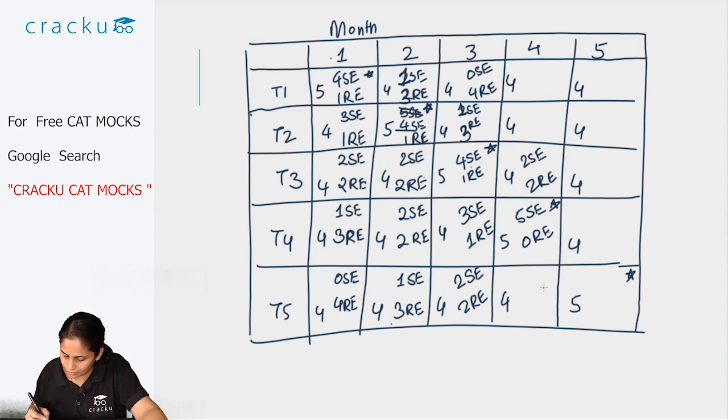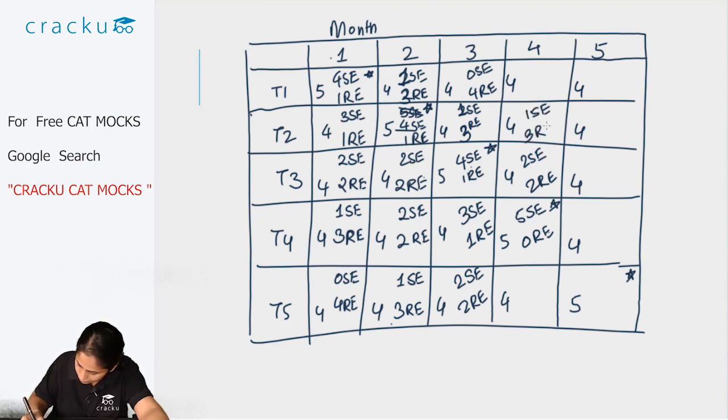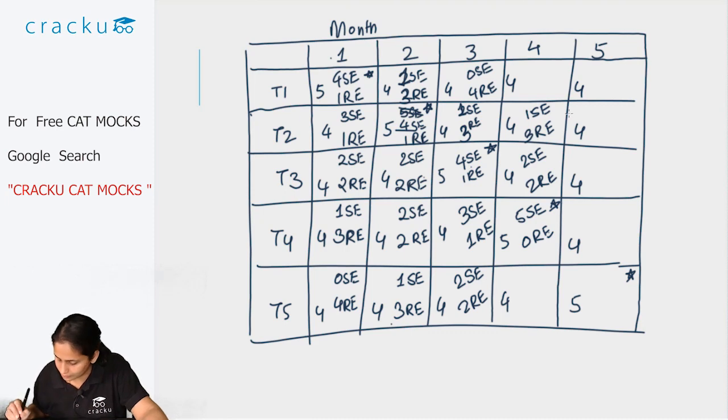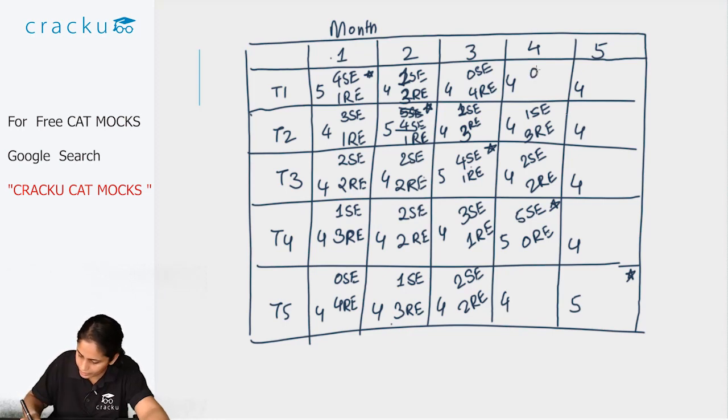Now let's check for the switch between T2 and T4. The switch is not possible because these guys don't have any REs, so they can't send any RE, and they will not be able to accept this SE also. So this switch will not occur. So they will be as it is. Now between T1 and T5, these guys also don't have anybody to give, so no switch will occur. So this will be 2 SE, 2 RE.